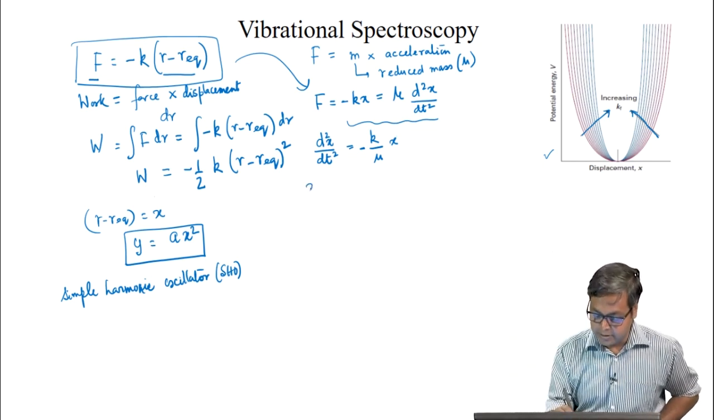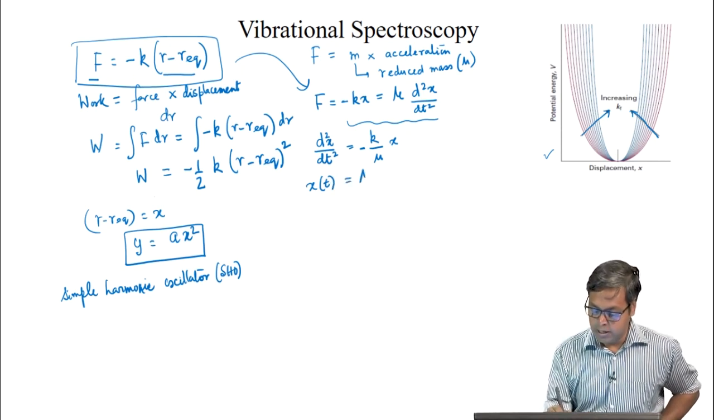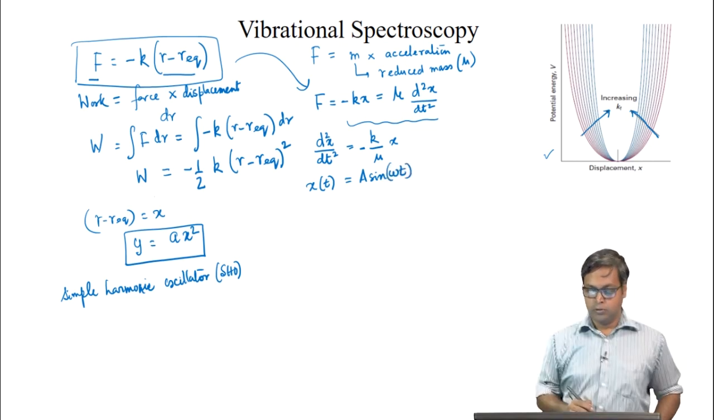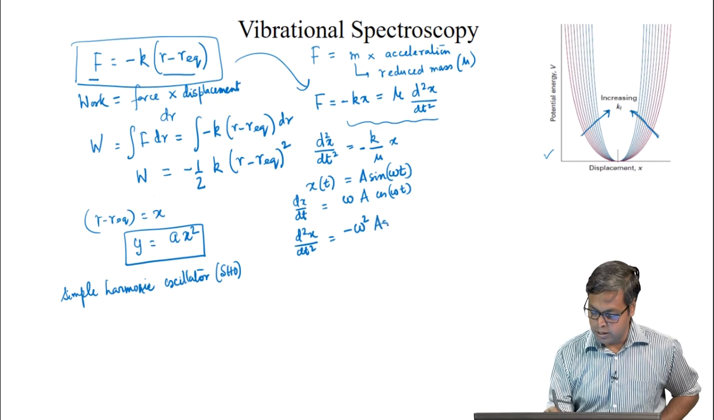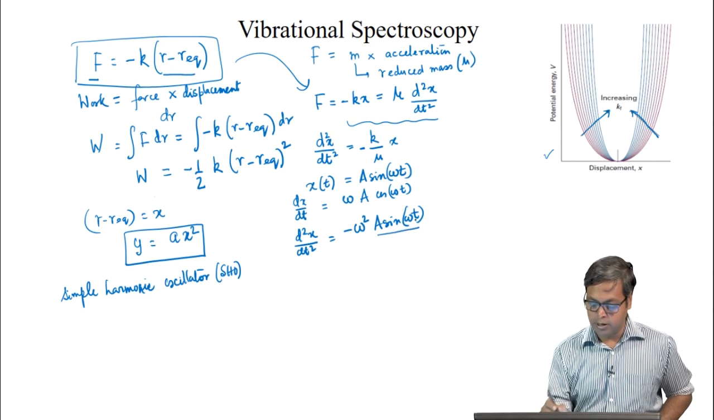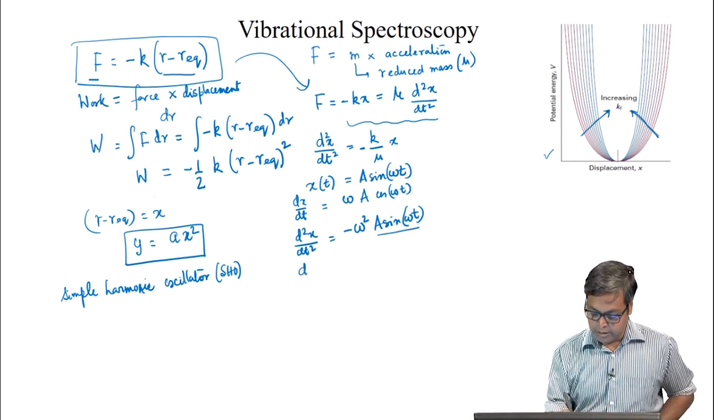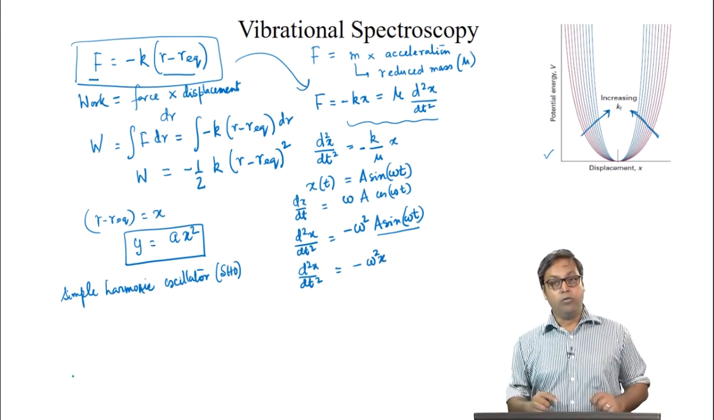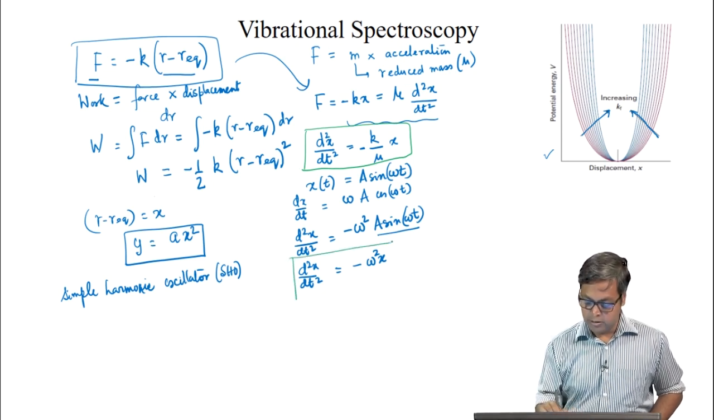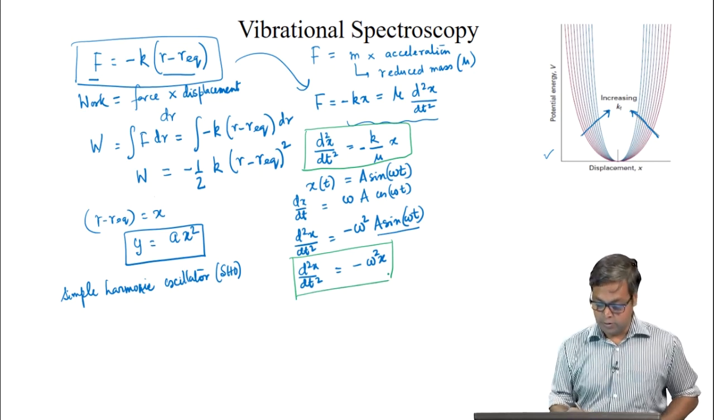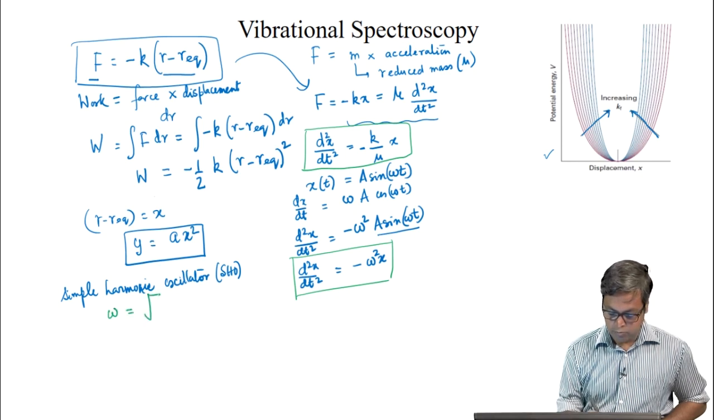So, let us write x at any point of time t equals a sin omega t. We can see d x d t is given by omega times a cos omega t, and d 2 x d t 2 is given by minus omega squared a sin omega t. But a sin omega t part is nothing but x. So, we can write d 2 x d t 2 equals minus omega square x. Now, if we compare this expression, d 2 x d t 2 equals minus k by mu x, and d 2 x d t 2 equals minus omega square x, we can write omega equals root over k by mu.